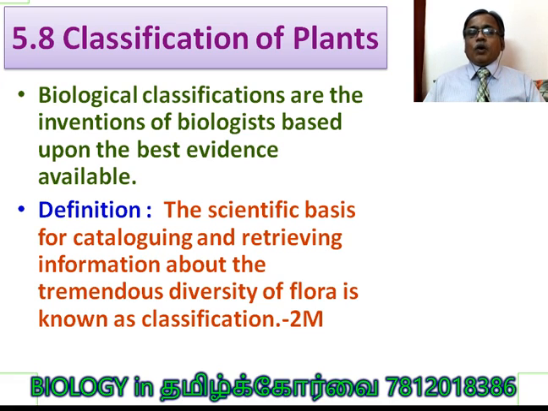So, the definition for classification: the scientific basis for cataloging and retrieving information. We are cataloging it, retrieving it. Whenever we want, we can go and get it back. That is called retrieving. Information about the tremendous diversity of flora is known as classification. So this can be asked in one or two more questions, students.